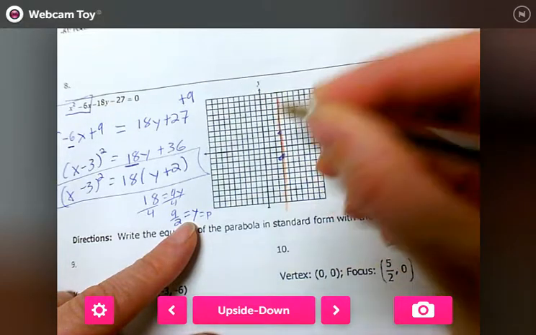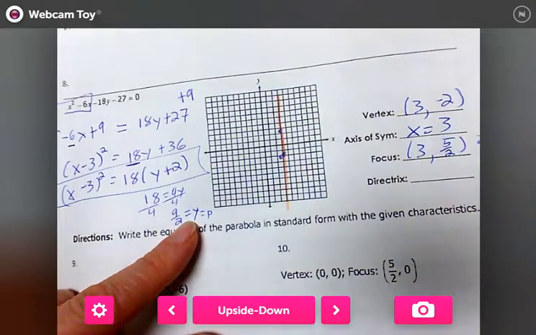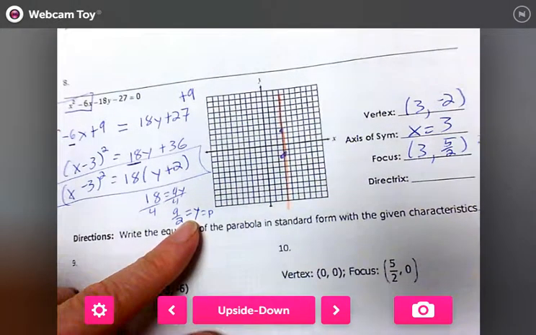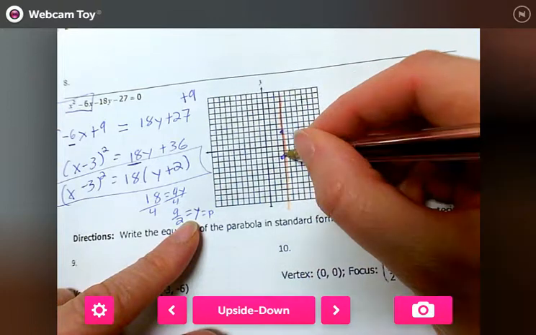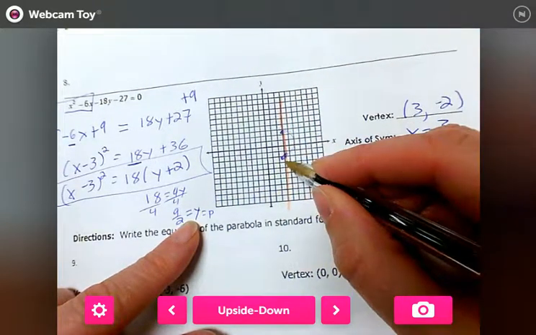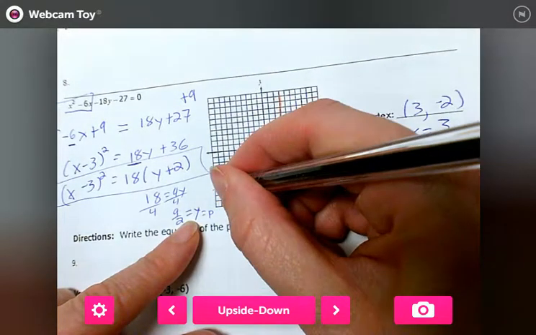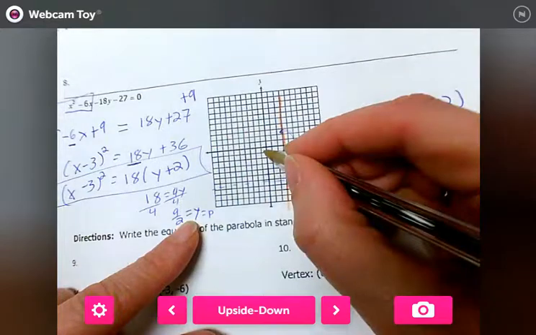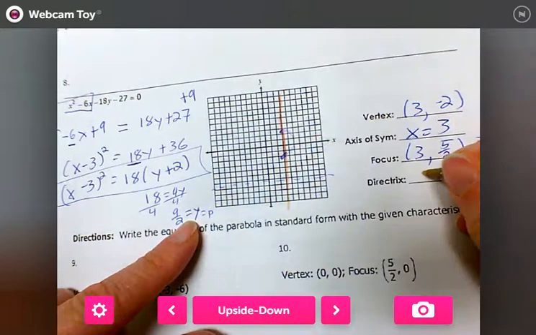Now to find my directrix, I know it's the same distance. So if I'm looking, I wish I had another color. It's the same distance from here. So this is 1, 2, 3, 4.5 away. So we're going to go down 1, 2, 3, 4.5. There's my directrix. That's 1, 2, 3, 4, 5, 6.5.